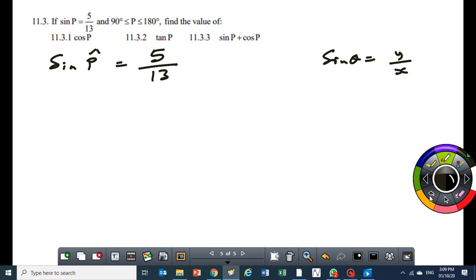Sorry, I wrote this incorrectly. It's supposed to be y over r. It's y over r. Okay? Our y, if you compare these two, y is going to be 5. And r is going to be 13. Okay? But we don't have x. So to find x, we use the theorem of Pythagoras. So it will be r squared equal to x squared.